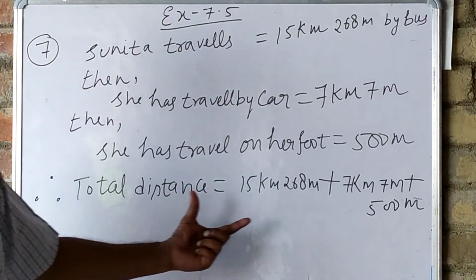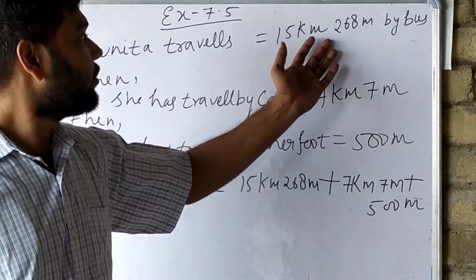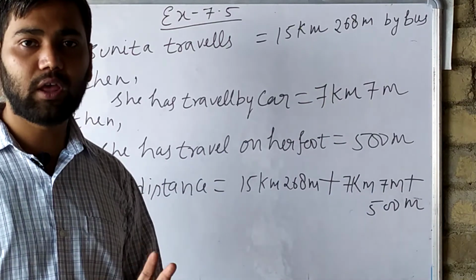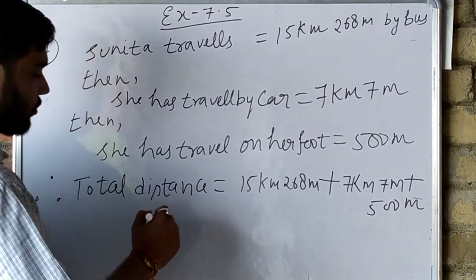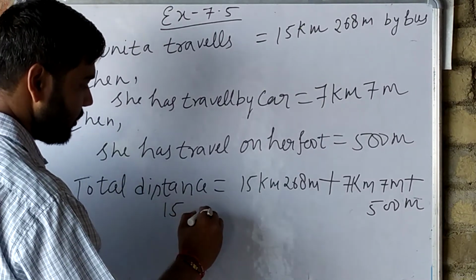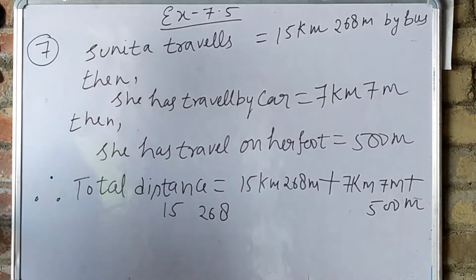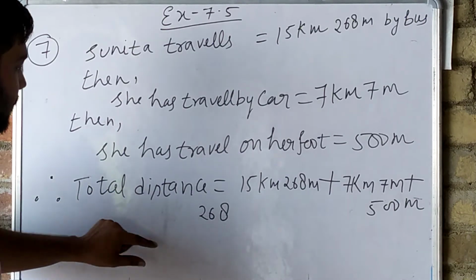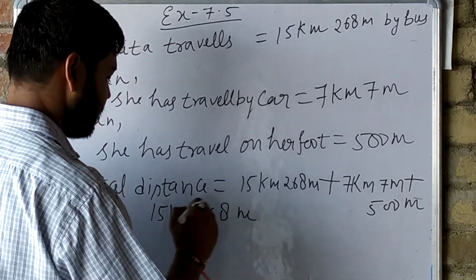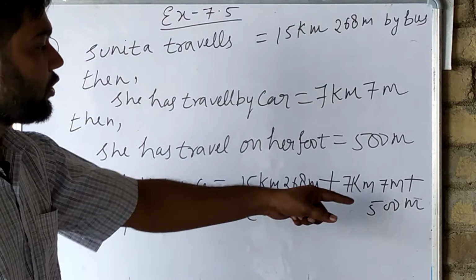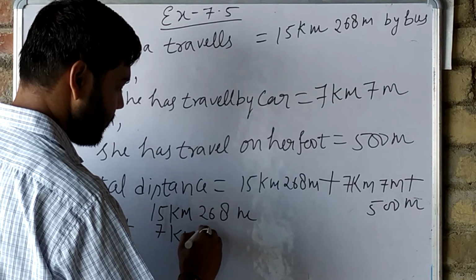Okay, so what we have to, we can do like this also. If you convert into 1 unit, that is also okay, but if you are not converting, then also you can reach the answer. So how do we add? 15 kilometer and 268 meter. Okay, we will write like this: 15 kilometer 268 meter. Then we will add 7 kilometer and 7 meter.